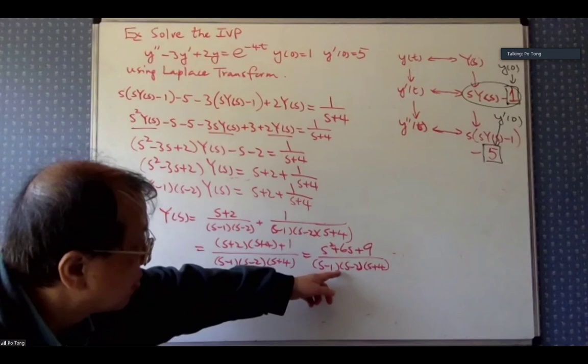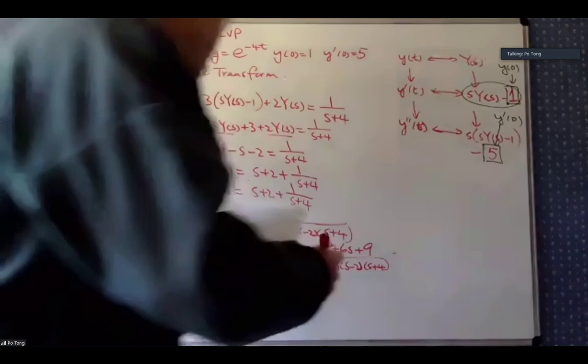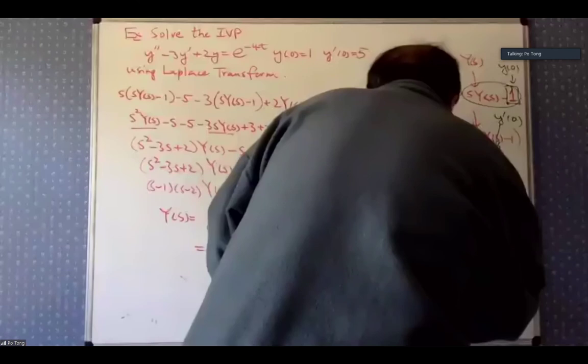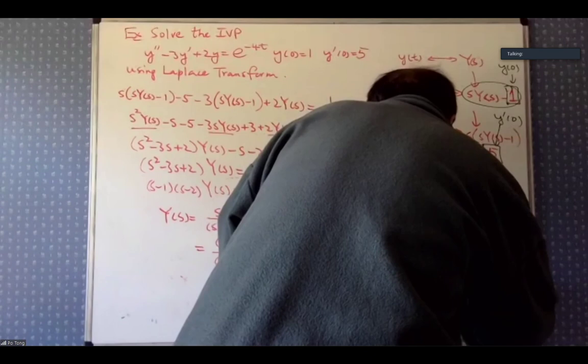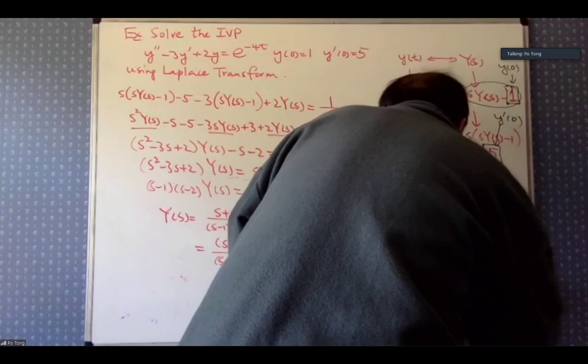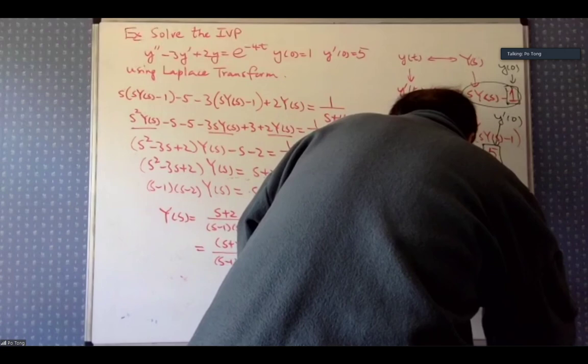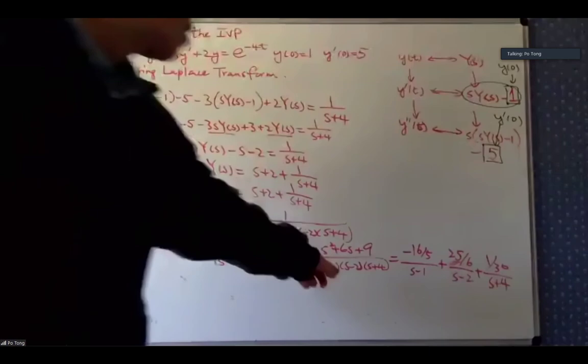So what we end up with is 1 equal to minus 16 over 5, which is minus 1 plus 25 over 6, which is minus 2 plus 1 over 30, which is plus 4. We did this exactly earlier.